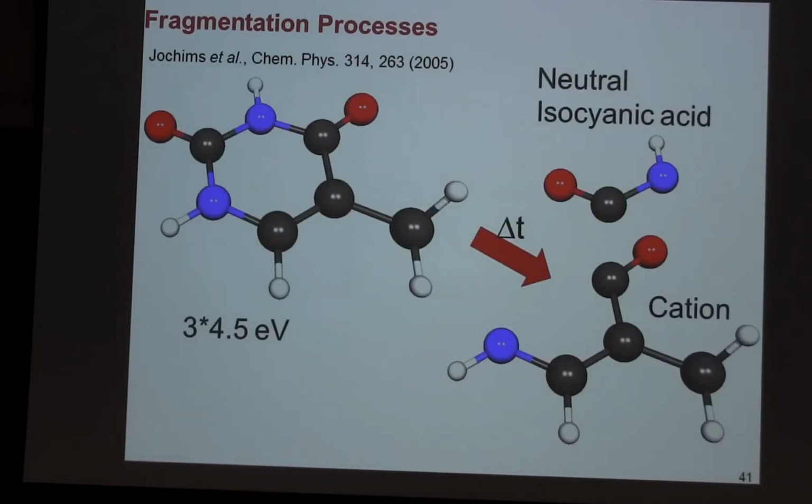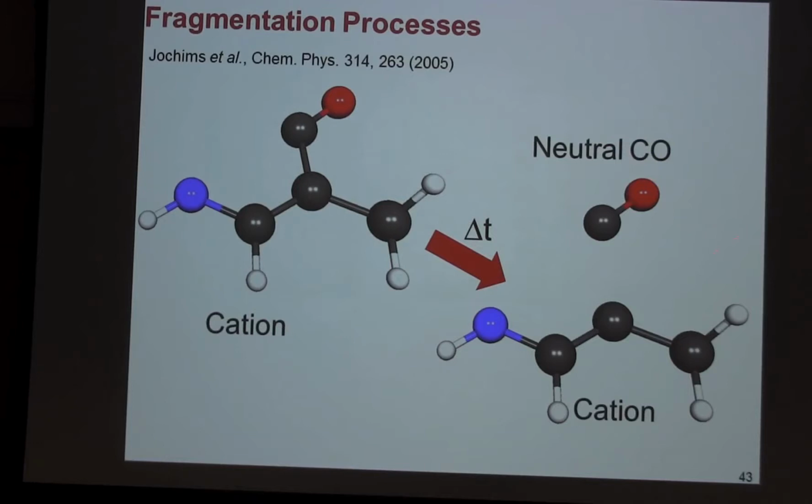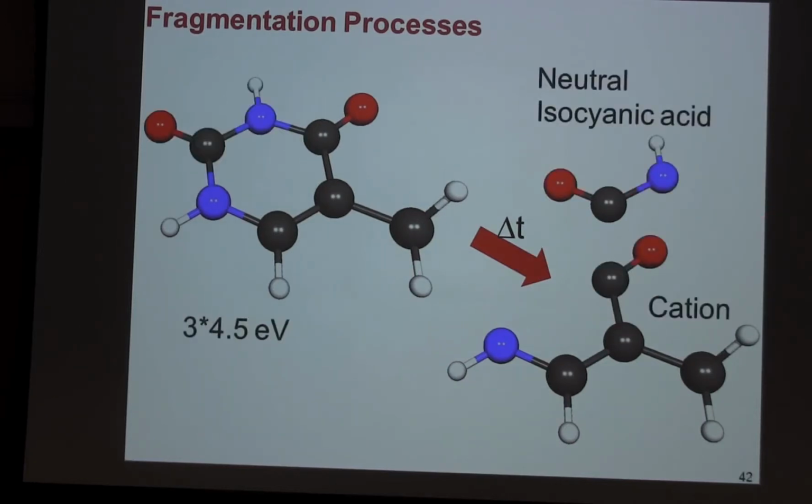Turns out that when you put into the molecule 3 times our UV energy, so 3 times 4.5 eV, you have enough energy to fragment the molecule. You go into an excited ionic state, and in this excited ionic state, you first lose isocyanic acid, and then you lose CO. I'm especially happy about the isocyanic acid because I'm from Gießen, and Gießen University is called the Liebig University. Liebig was teaching in Gießen, and this was discovered by Liebig and Böhler for the first time, this isocyanic acid. So what really happens here in this fragmentation process?